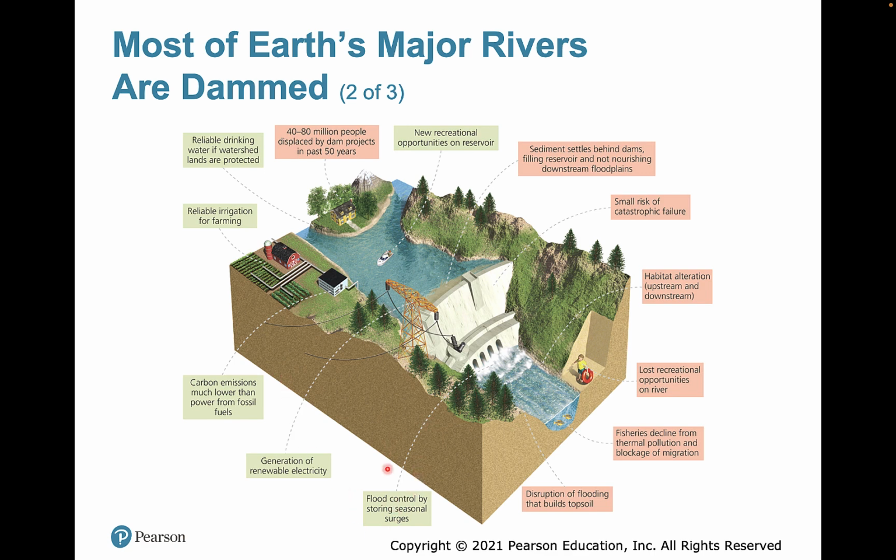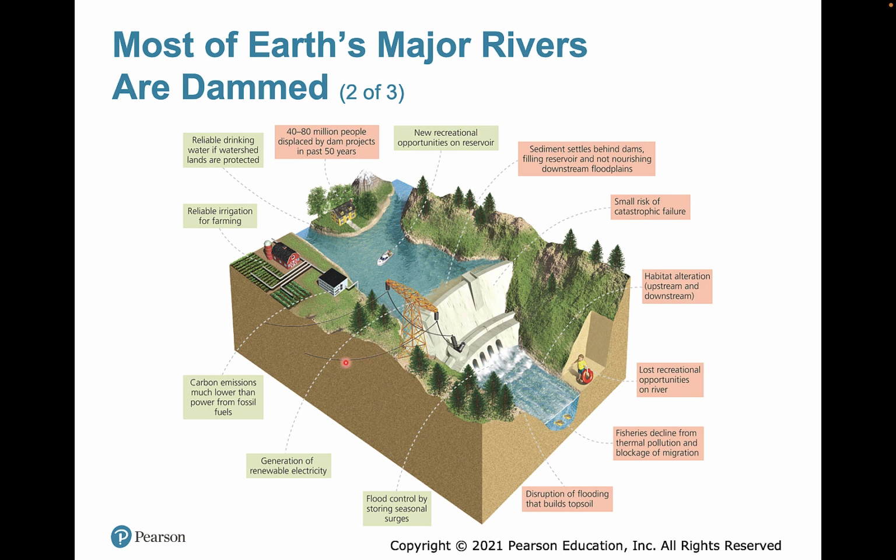Downstream, you get flood control. Instead of the river flooding seasonally, which would build topsoil, you don't have as much downstream flooding because you can control the flow of the river through the dam. All right, because it's a dam, you can use the power of that falling water to turn a turbine to generate electricity. As long as the dam is in place, as long as the river levels are high, it's continually renewable. And when you generate electricity this way, you do not have as much carbon emission.